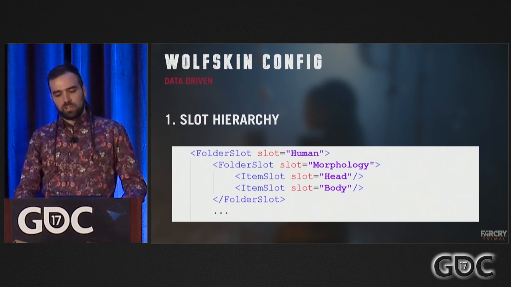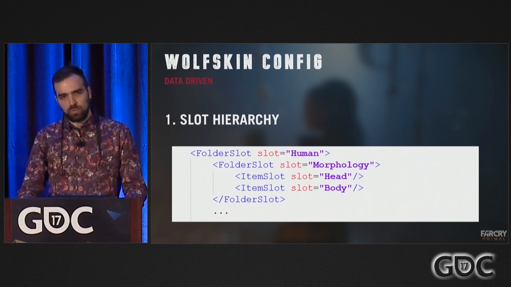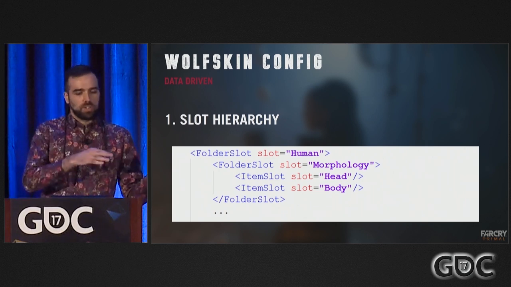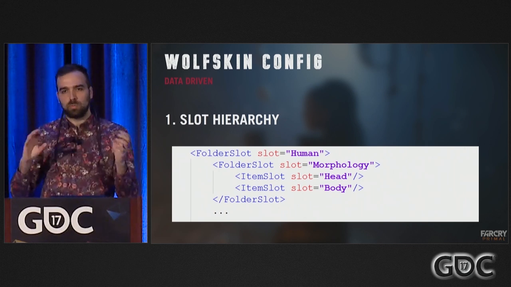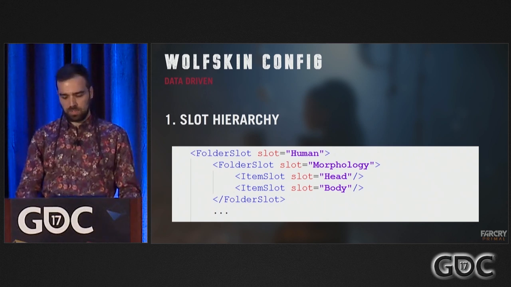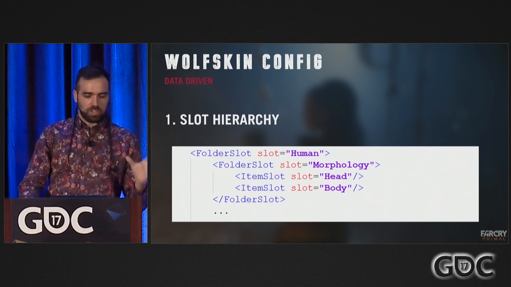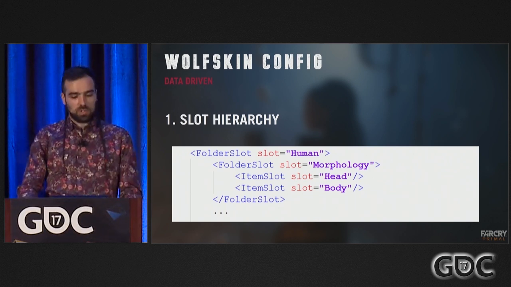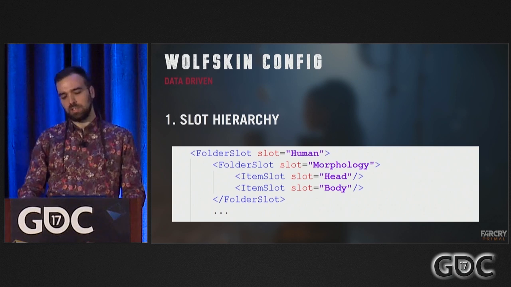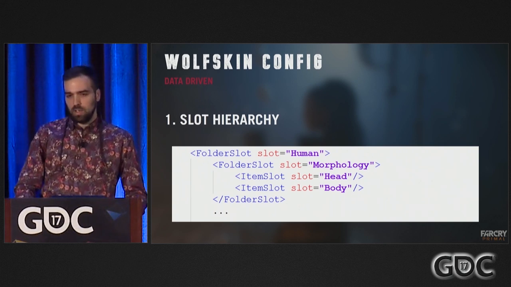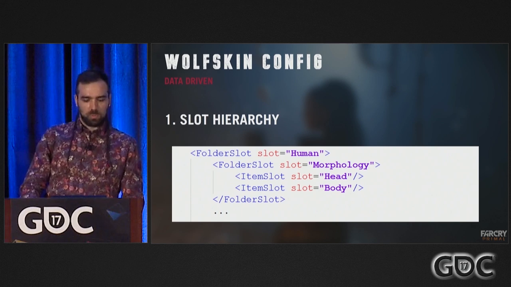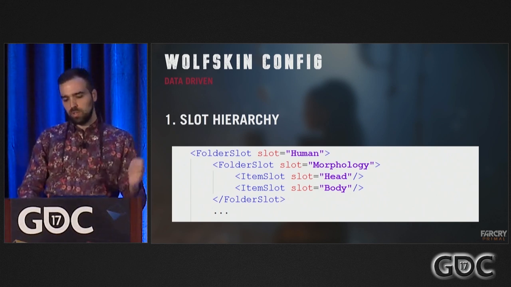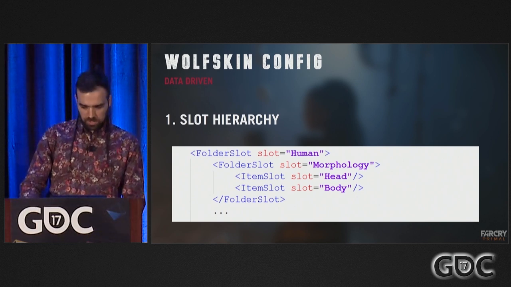The config files are shared by all the entities of the same group. For instance, all the humans are going to point to the human configuration file. And then on the side, you have a bunch of items that describe human parts and stuff like this. The config file has 3 parts, which I'm going to go into in detail. First, we have the slot hierarchy, which basically defines how you build a character. There we have a human slot at the top, then a morphology folder in which we have head and body, and then you could have a bunch of clothes, body parts, and so on.